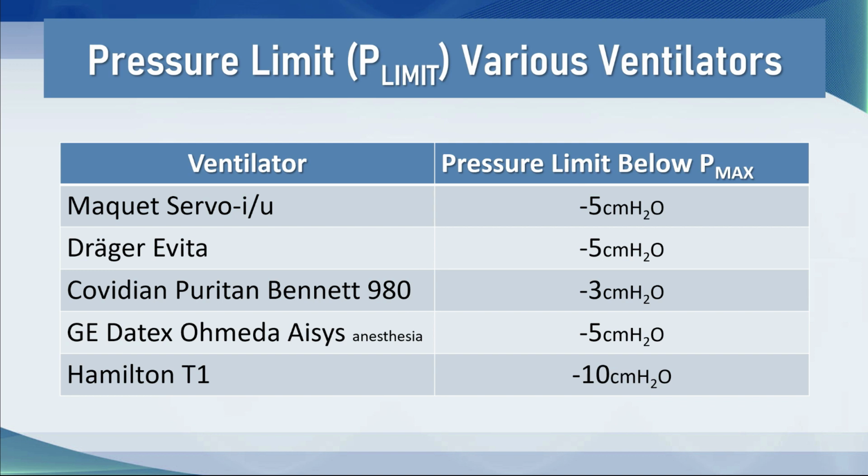The Hamilton ventilators have a staggering Pmax of 10 centimeters of water that exceeds the P limit. So if you're trying to pressure limit to 30 on the Hamilton, you need to set the Pmax at 40. And remember that, because if you set it at 30 or 35, your airway pressure may not be able to be achieved and you mightn't get the tidal volumes.